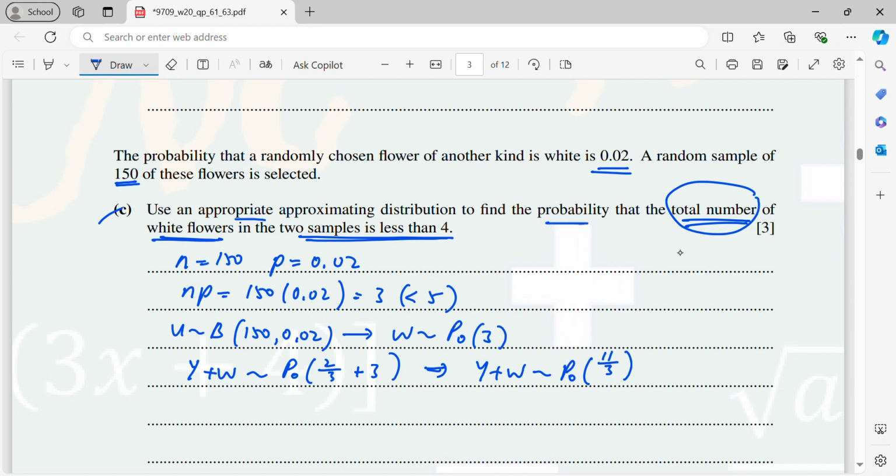Now you need to calculate the probability that the total is less than 4. Less than 4 means it will be from 0 until 3.